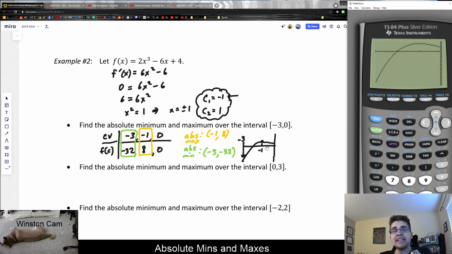But we don't need to graph it if we're using the extreme value theorem, because we know minimums or maximums are either going to happen at the critical values or the endpoints.